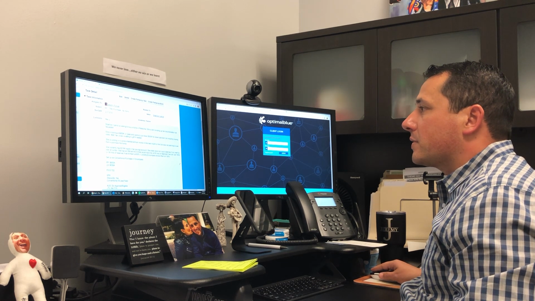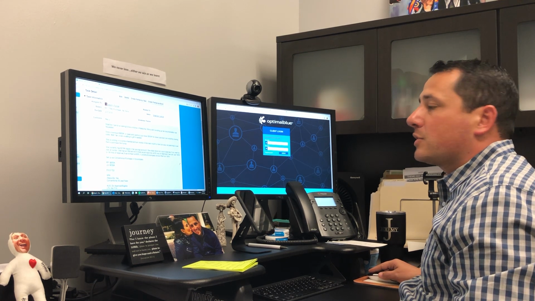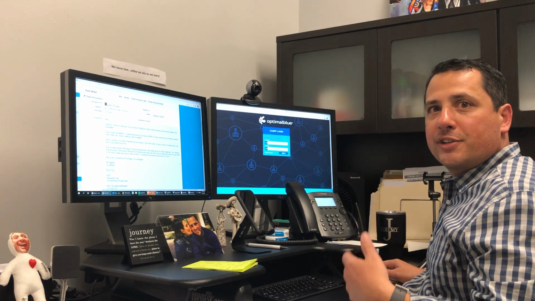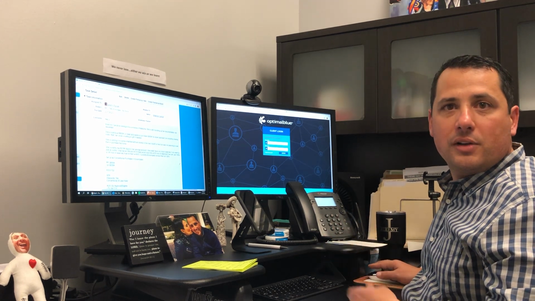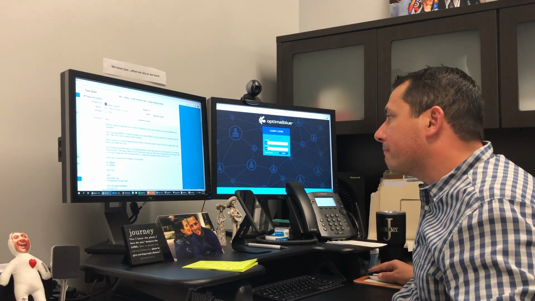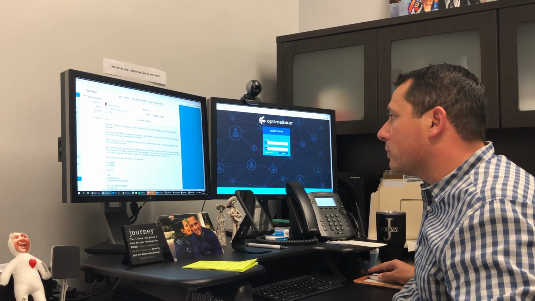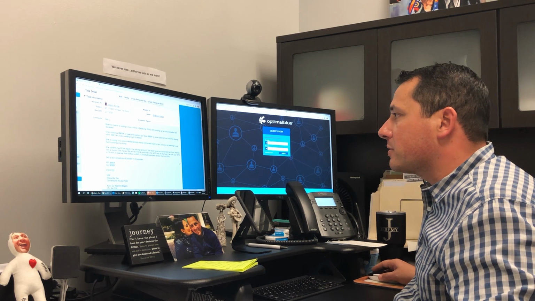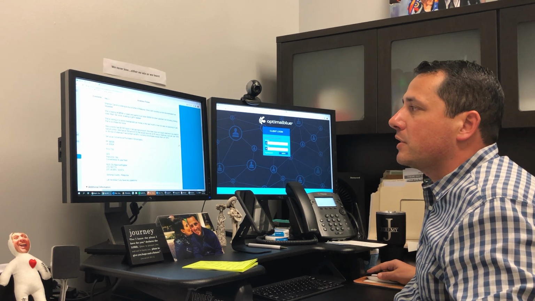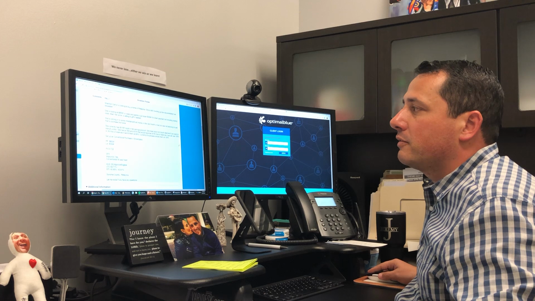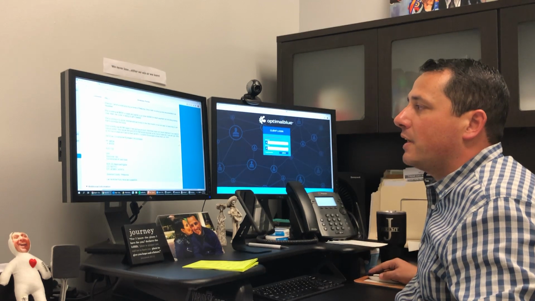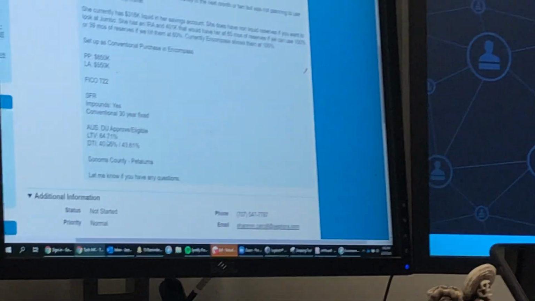She has non-liquid reserves if you want to look at jumbo. So I've trained them on that all the time: look for 6 months reserves liquid so we can go Wells, and then they qualify for everything else if they qualify for Wells. She has an IRA and 401K, 65 months of reserves. Set up as a conventional purchase in Encompass. Purchase price, loan amount, FICO, SFR, impounds yes, approve eligible.